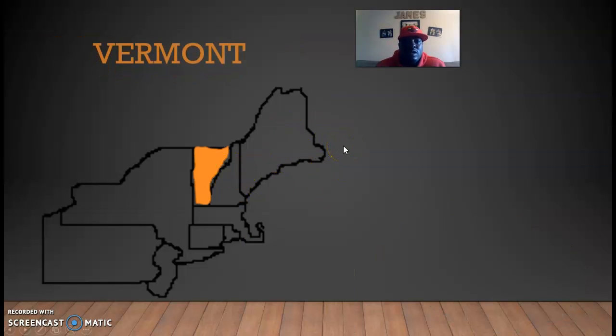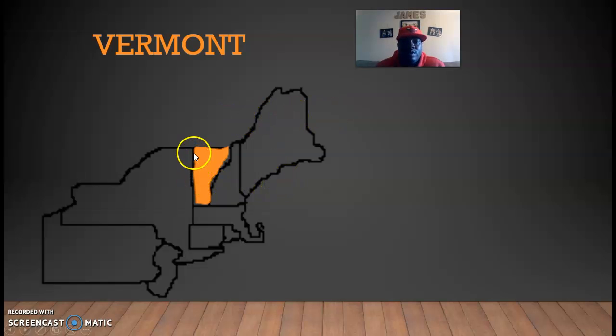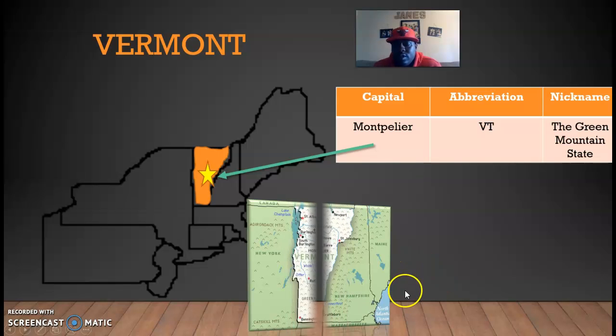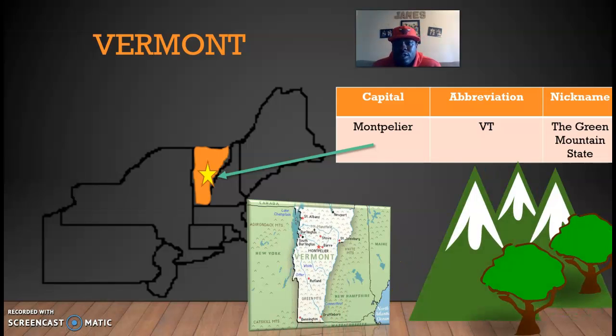So the next state is Vermont. Before I show you any information, how I remember Vermont from any other state is, see this V right here? See how Vermont's kind of shaped like a V? That's how I remember that. Its capital is Montpelier. How I remember that is M-O-N-T right here and M-O-N-T right here. So that helps me remember the capital. Its 2-letter abbreviation is VT, and it's known as the Green Mountain State.